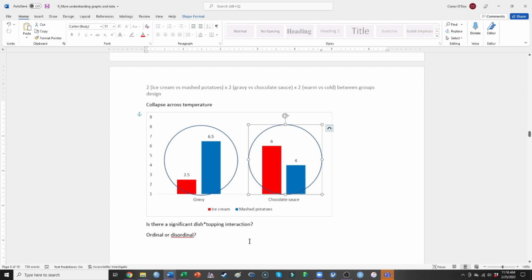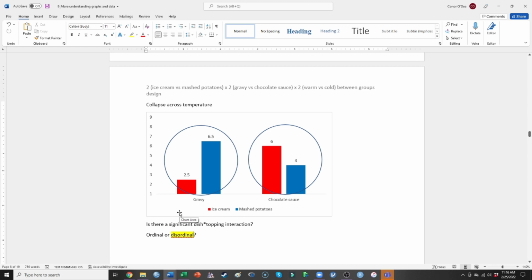That's when we would say that there's probably an interaction. Because what's happening is when gravy is put on the dish, people much more strongly prefer mashed potatoes to ice cream. However, when there's chocolate sauce on the dish, people much more strongly prefer ice cream to mashed potatoes. This is what we actually call a disordinal interaction. So disordinal interaction, and I'm going to highlight that.